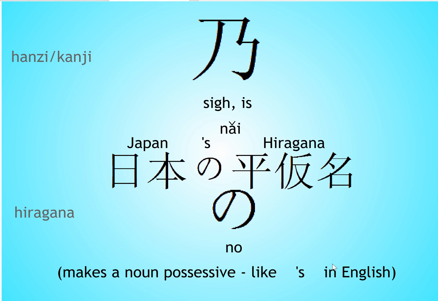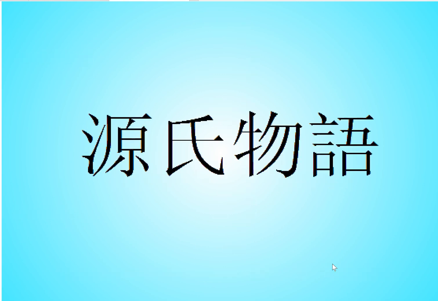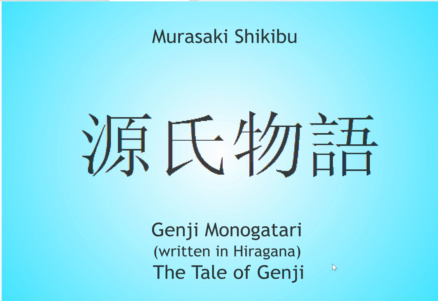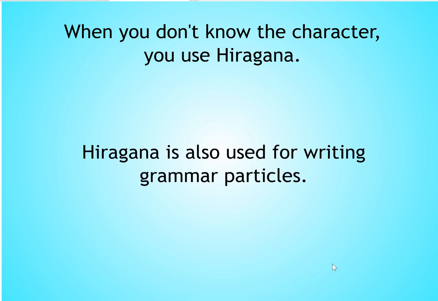This system of using characters to represent sounds instead of ideas caught on in Japan. One of the great classics of Japanese literature, Genji Monogatari, The Tale of Genji, was written by a woman, Murasaki Shikibu, in the 11th century entirely in hiragana. In Japanese, when you know how to say the word, but you don't know the kanji character, the Chinese character for the word, you just spell it out. You write out the sounds using hiragana. Hiragana is also used to write the grammar particles that come at the beginning or end of most Japanese words.